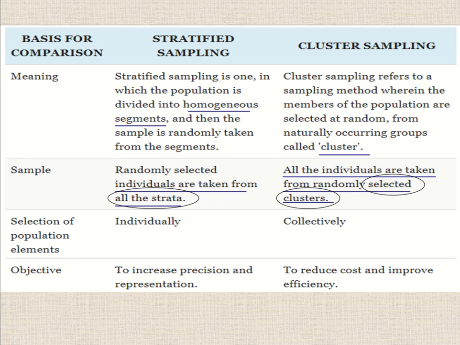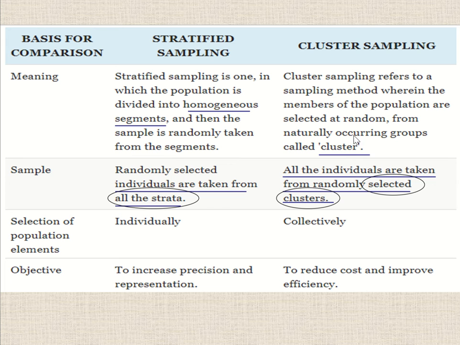So in this slide, I just indicated here differences of stratified versus cluster sampling. So, ito yung meaning, again, stratified. Ito lang kasi sometimes nalilito between stratified tsaka cluster. Sa pag-stratified, this is the one in which the population is divided into homogeneous segments. Meaning halos similar yung ating mga respondents in terms of several characteristics. And then the sample is randomly taken from the segments.